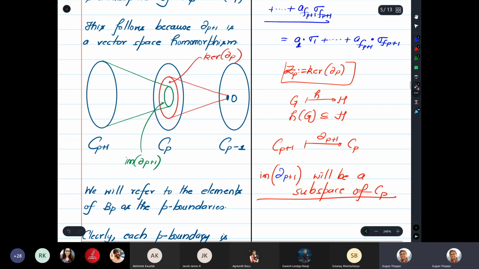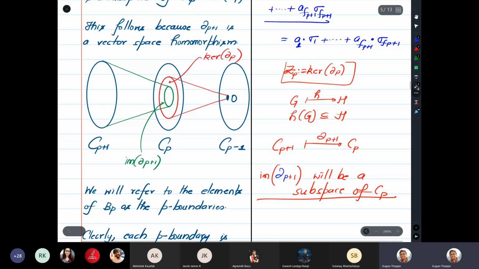So if you recall, you showed that if G and H are two groups, if you look at the image of a group homomorphism, right, then the image of a group homomorphism is a subgroup of H, right? So in the same way, here we are dealing with vector space homomorphisms, right? So if you look at the image of a vector space homomorphism, one will be able to prove that it is a subspace of C_p, right? So in other words, one can think of this as a vector space in itself, right?